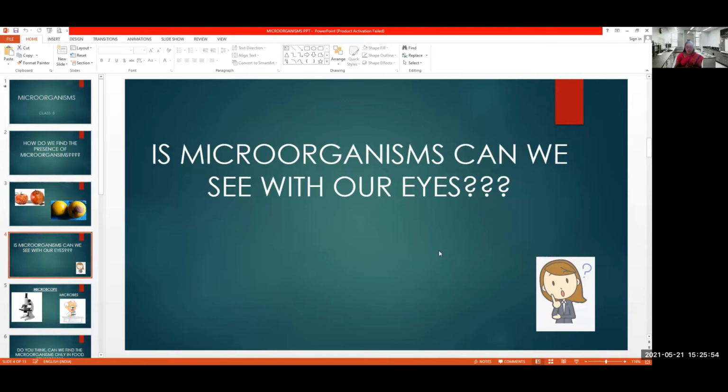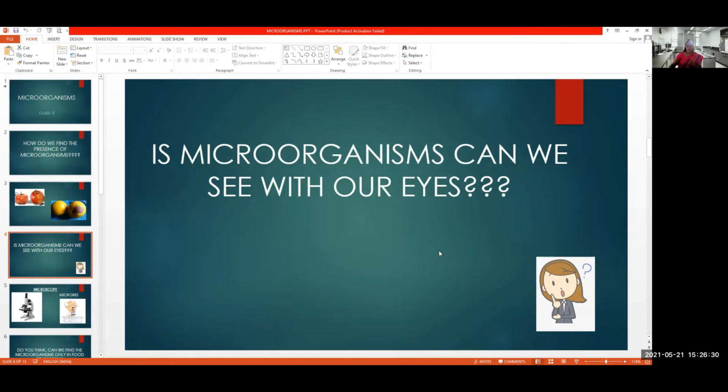So the organism itself is called a microorganism, because these organisms are unable to be seen with our naked eye. We cannot see them through our eyes; they are very small. These organisms can be seen only through a microscope. Which instrument do we use to see microorganisms?